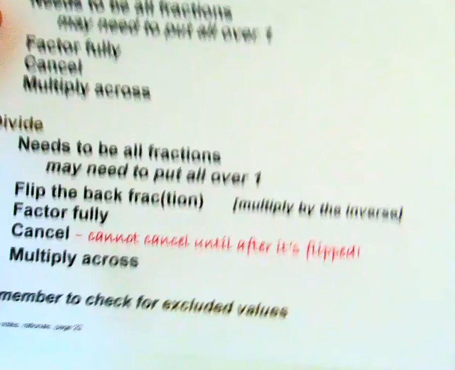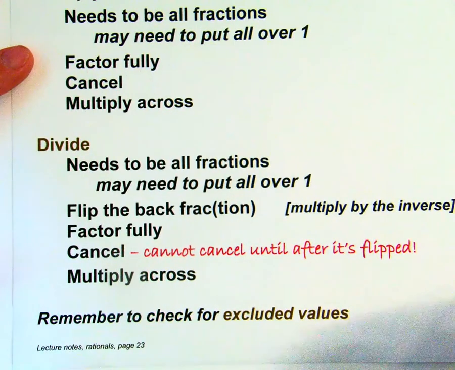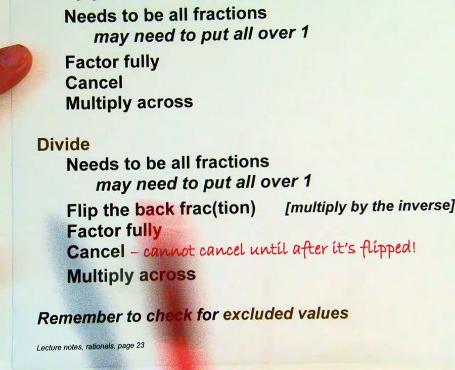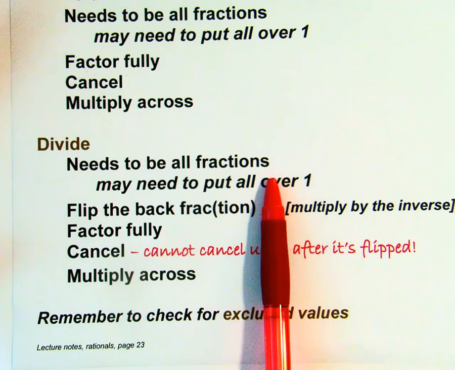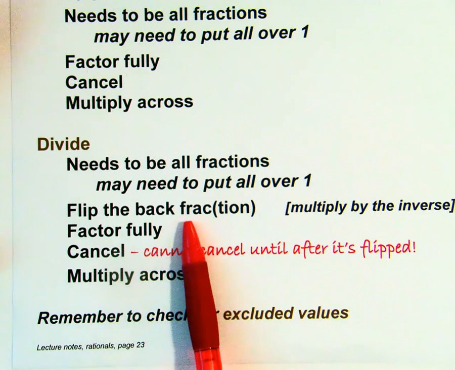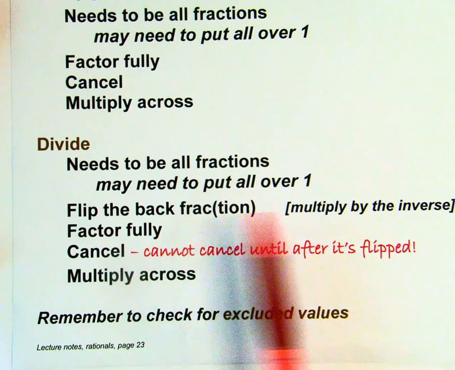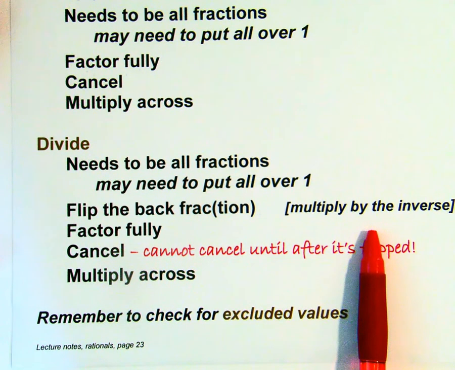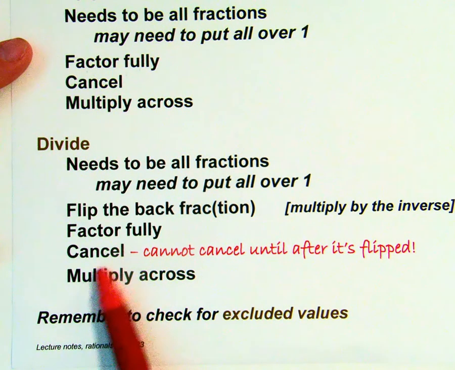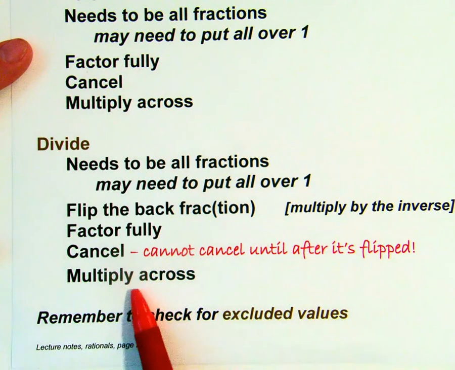Okay, now, dividing. Remember when you did fractions, dividing is just the same as multiplying, except you flip it first. Except you're not allowed to say flip it. You're supposed to say take the inverse, but I have a tendency to say flip it. So what do we do when we're going to divide fractions? Same deal. Everything has to be in fraction form. Then we're going to flip the back fraction. In other words, we're going to multiply by the inverse of the divisor. We'll factor it fully, cancel, and multiply across, which is exactly the same as multiply.